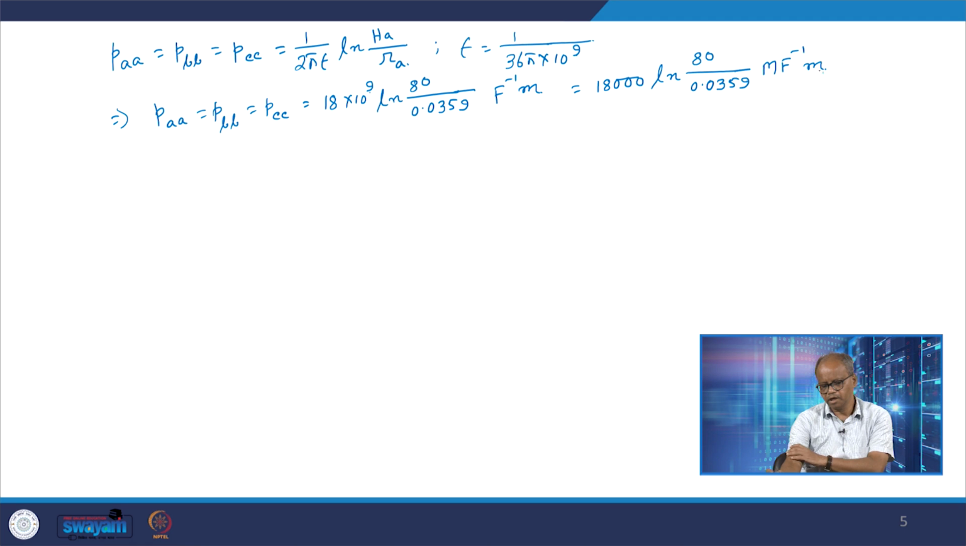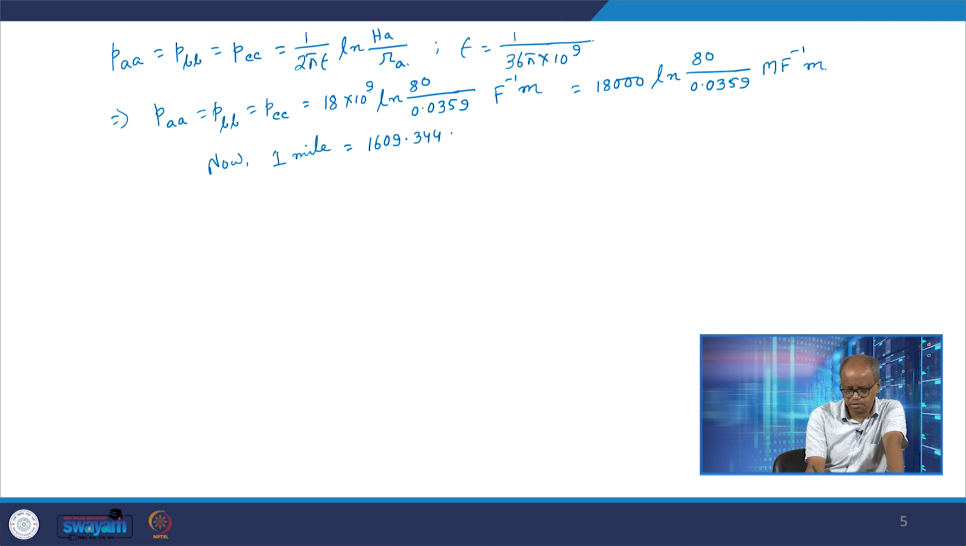Now I would like to convert it into miles, because the length of this conductor is given in miles. Now we know that 1 mile is equal to 1609.344 meter.